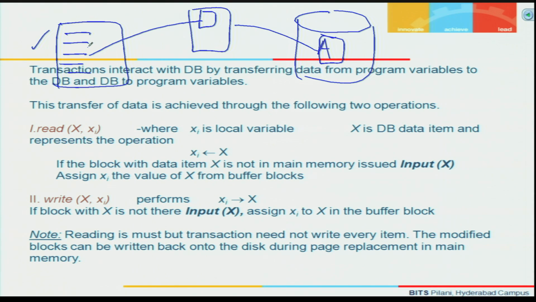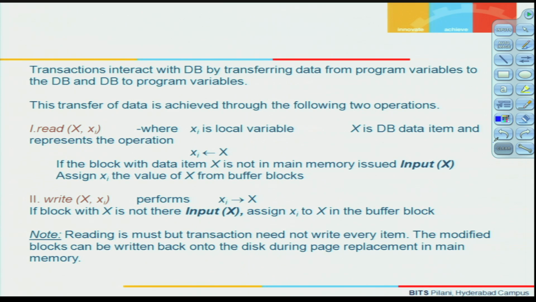Then the program can manipulate or process the data, and then it will be returned back to the buffer. From there, the actual disk block will be replaced with the modified buffer block. This is how it works. This transfer of data is achieved through the following two operations.